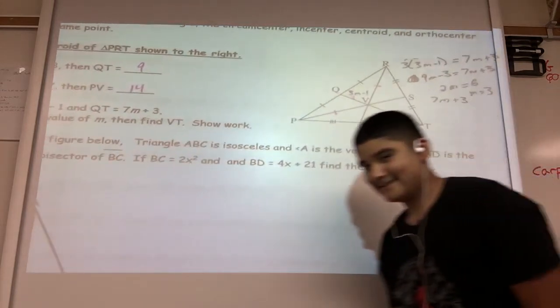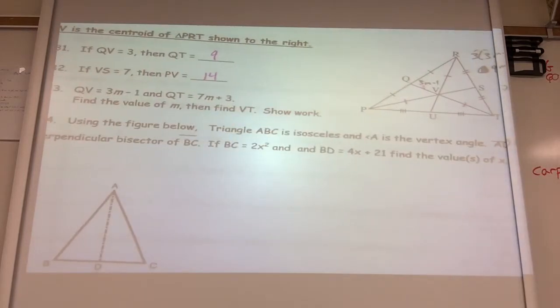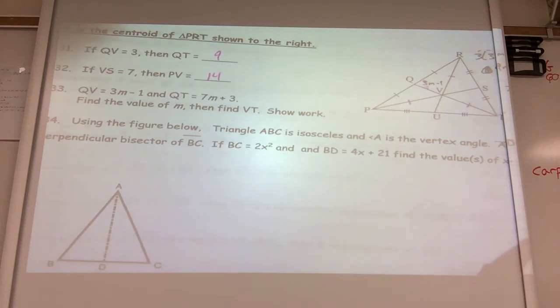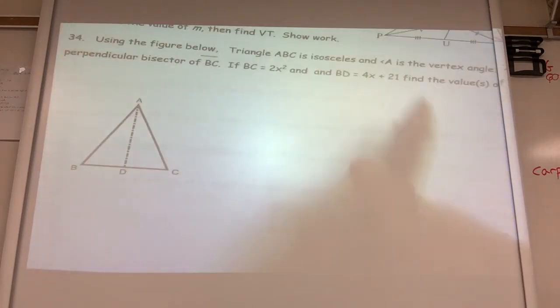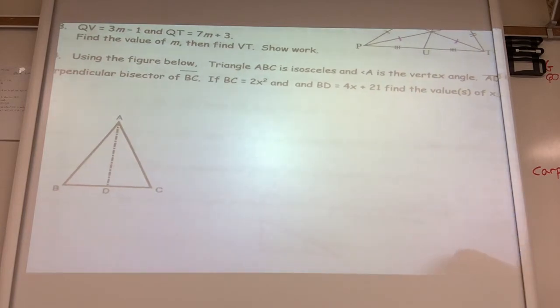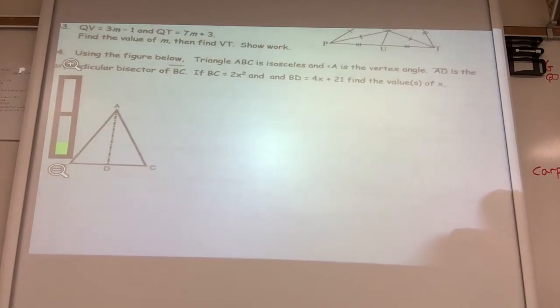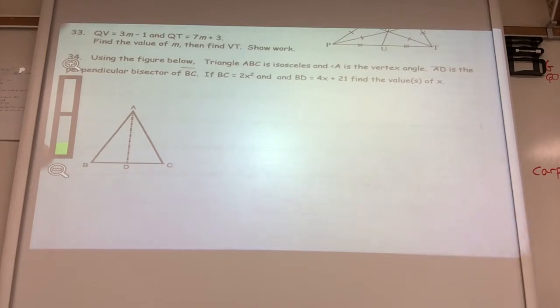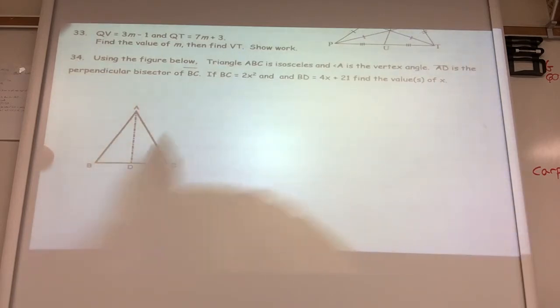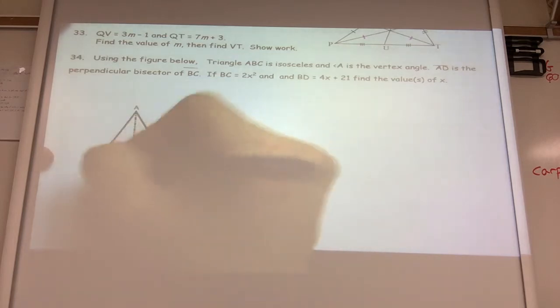All right. So going on, what is this question? It says, use the figure below, triangle ABC is isosceles, and angle A is the vertex angle. All right, let me zoom out a little bit so we can pick all this up. AD is the perpendicular bisector of BC.